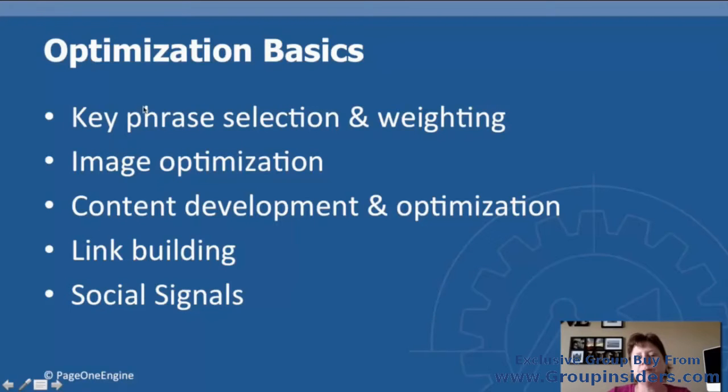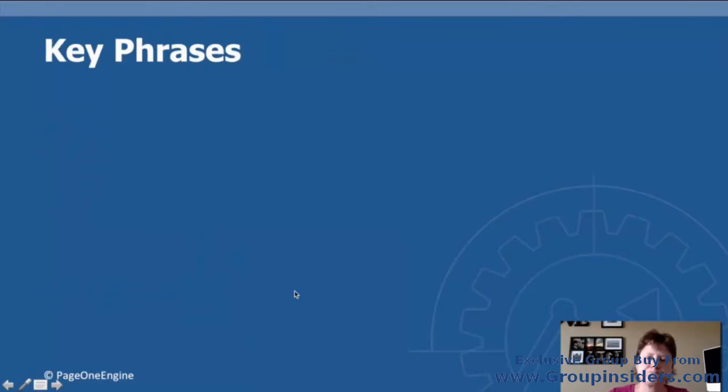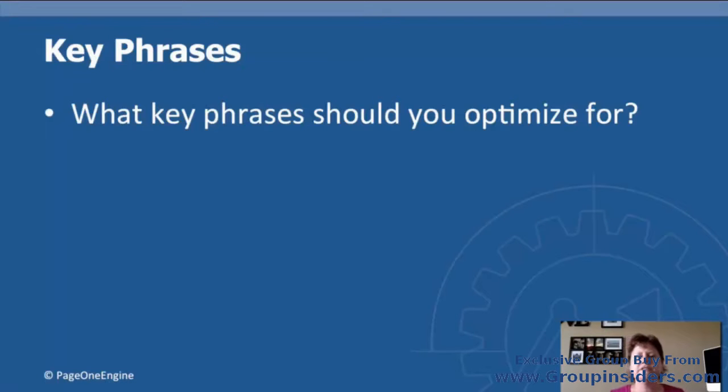So we're going to talk about key phrase selection and weighting, what we want to look for, image optimization, how to optimize images, content development and optimizing that content, link building, and social signals. So let's start with key phrases. Obviously, the number one thing that we have to talk about is what key phrases should you be optimizing for. So at the end of the day, when we're talking about reputation management, marketing, those types of things, we're probably going to be optimizing somebody's name, somebody's company name, a key phrase that looks up that particular person or company, or it's going to be for some type of brand or product.